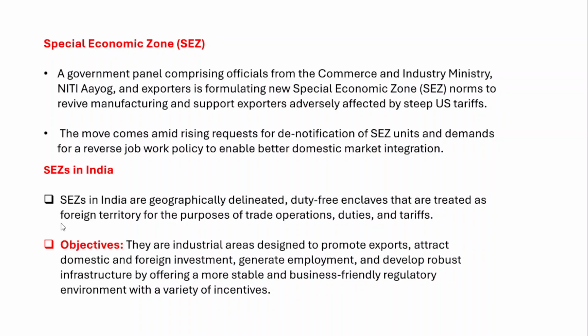In fact, special economic zones are being established as industrial areas because they are geographically delineated areas. Now, the objective of establishing special economic zones is to promote exports, attract domestic and foreign investment, generate employment, and also develop robust infrastructure, right? Because they could offer a more stable, business-friendly regulatory environment with a variety of incentives. So this is the main objective. If I can write the objectives in a simple manner: employment generation, attracting foreign direct investment, and also developing robust infrastructure and manufacturing. These are all the basic objectives of establishing SEZs in India.